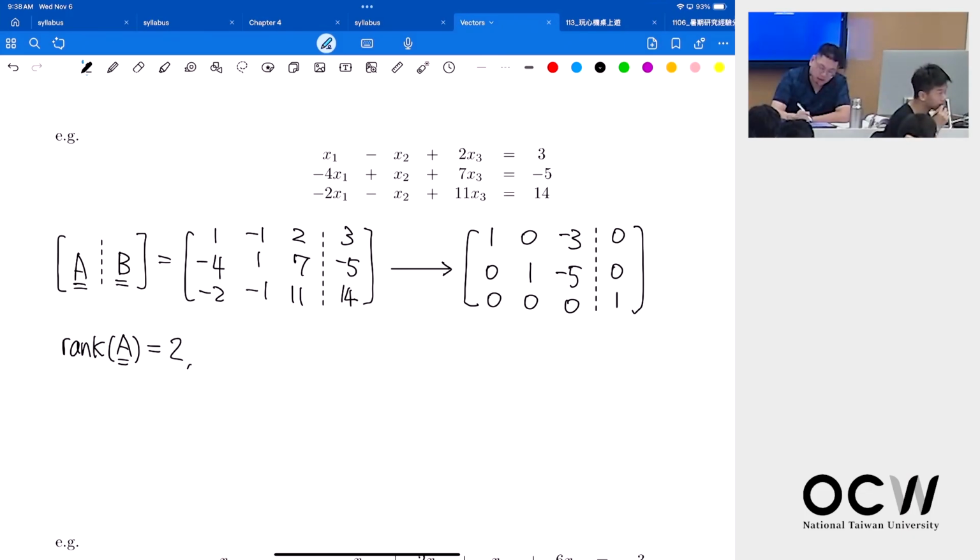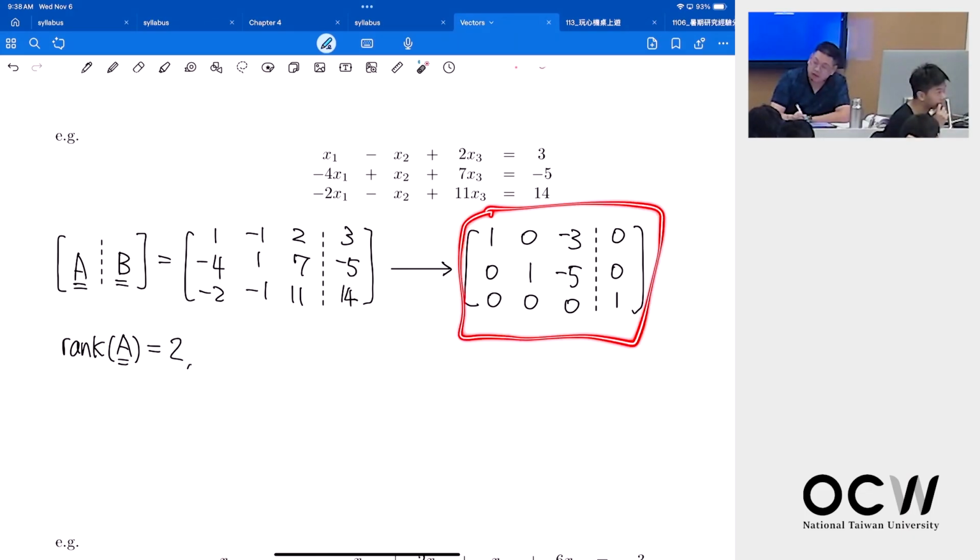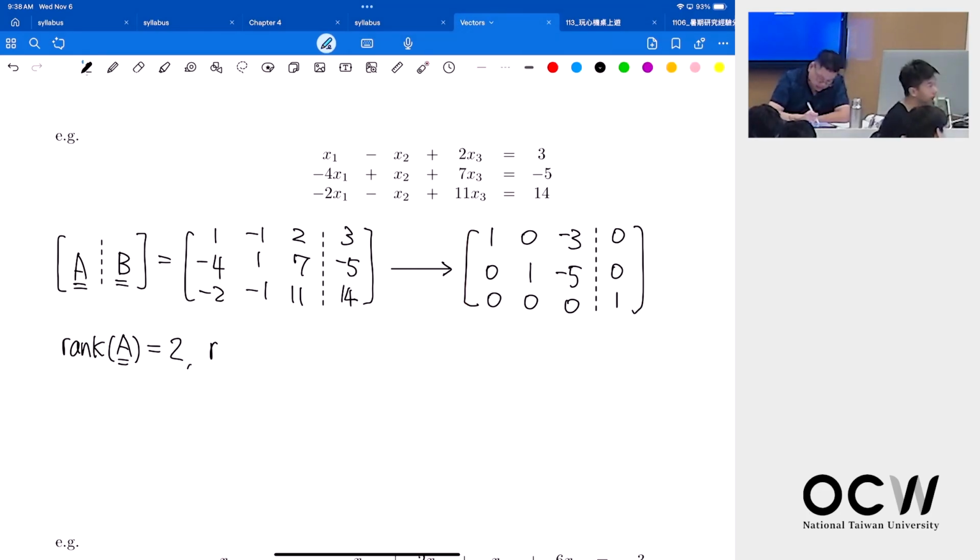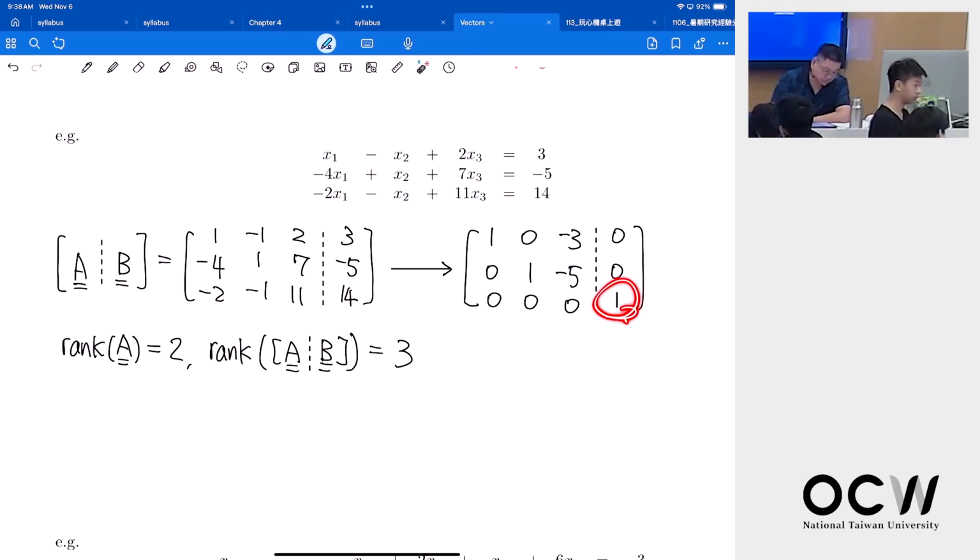And how about the rank of the augmented matrix A B? There'll be 3 because I also have a 1 here. So the rank is not the same. This rank is bigger than the rank of A, so the system has no solution.